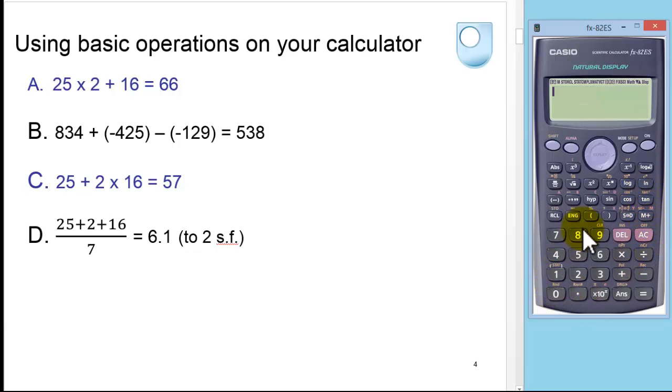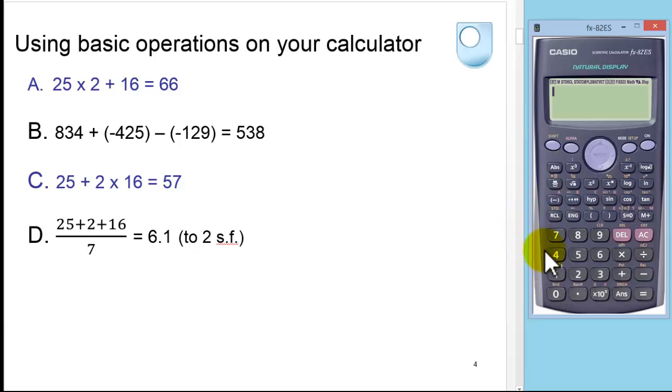In B, this is just getting you used to putting negative numbers into the calculator. If we look on the calculator, you've got the negative symbol here, which we can use to put in a negative number. In this case, we don't really need to put in the brackets, so what I'm going to do is just put in the 834, then plus minus 425, and then minus negative number 129, and press equals, and we get the answer 538 as shown on the screen.